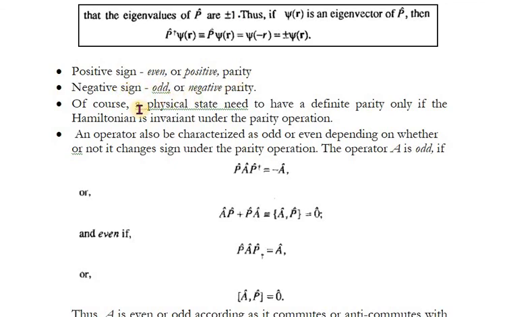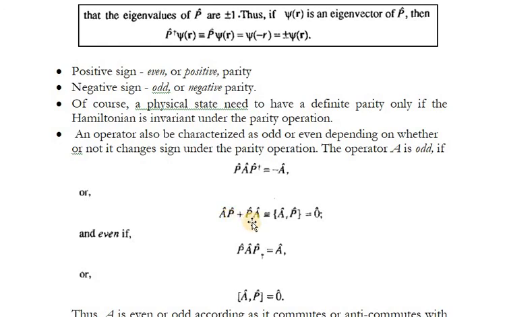Of course, a physical state needs to have a definite parity only if the Hamiltonian is invariant under the parity operation. An operator can also be characterized as odd or even depending on whether or not it changes sign under the parity operation. The operator A is odd if P A P dagger equals minus A.